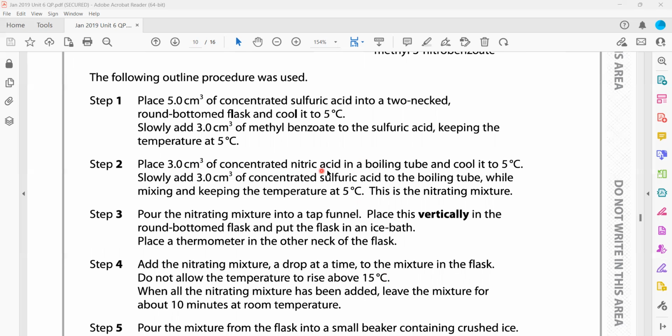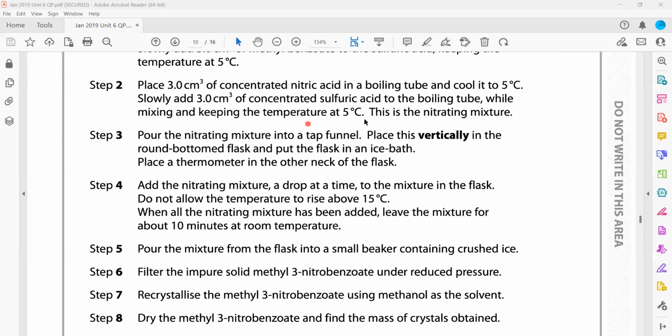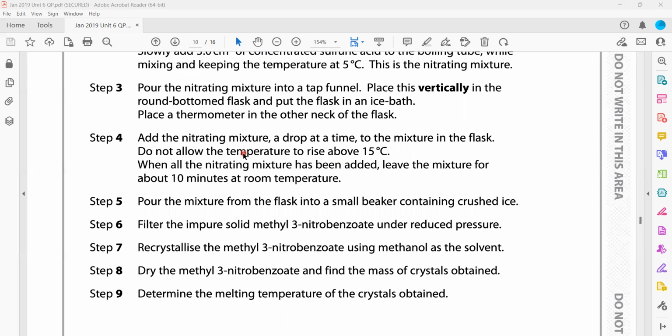Then place 3 cm cubed of concentrated nitric acid and cool it to 5, and slowly add sulfuric acid while the mixture is kept at 5. And this is the nitrating mixture. Then pour the nitrating mixture into a tap funnel, which is placed vertically in a round bottom flask, and put the flask in an ice bath. Place a thermometer in the other neck. Then add the nitrating mixture, a drop at a time, to the mixture in the flask and do not allow the temperature to rise above 5.